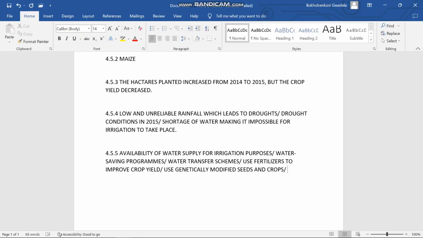You can also develop infrastructure. Infrastructural development for accessibility to markets, so that when farmers produce these crops, this vegetation and so on, they can easily transport them to the shops, to the markets and so on.